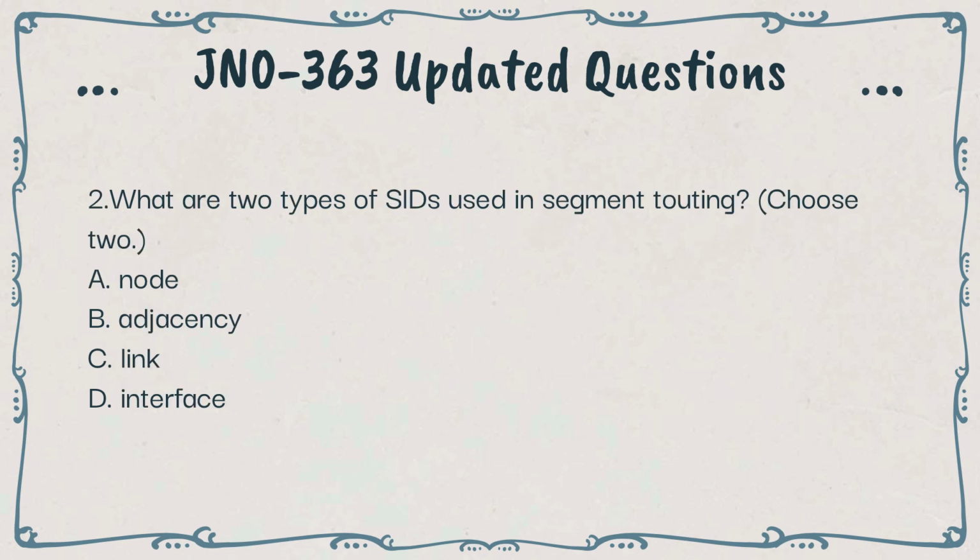2. What are two types of SIDs used in segment routing? Choose 2. A. Node, B. Adjacency, C. Link, D. Interface.